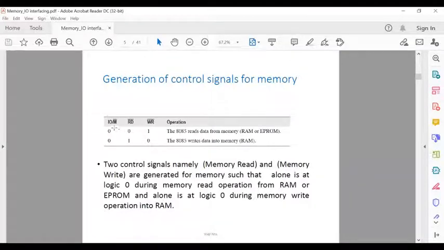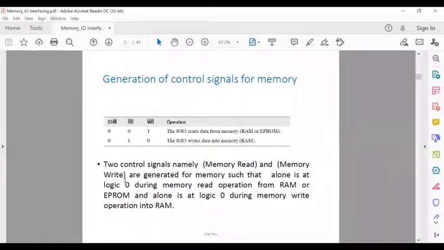So when the combination 0 0 1 is there, that means the 8085 reads data from memory. It may be from RAM or it may be from ROM. But when these three signals vary from this to 0 1 0, then the 8085 writes the data into the memory, which is obviously a RAM. Okay, so when the 8085 wants to read from and write into the memory, these three signals are needed.